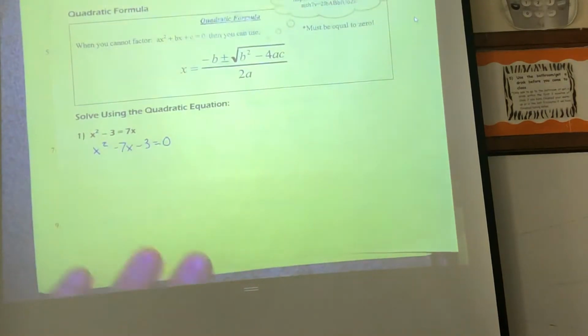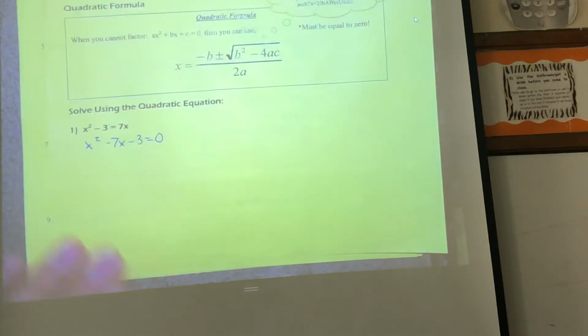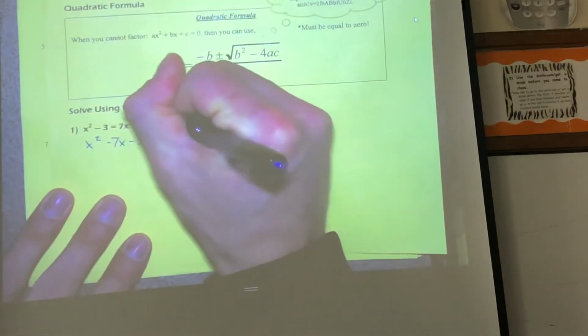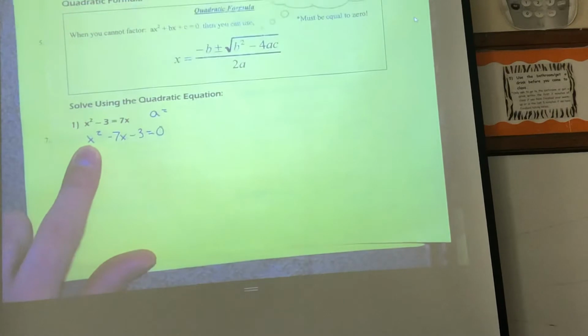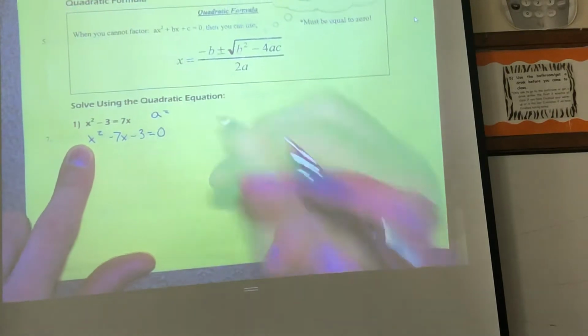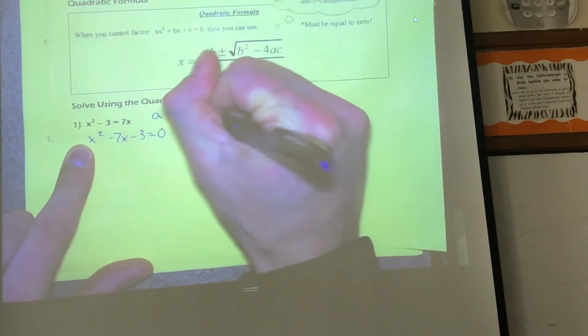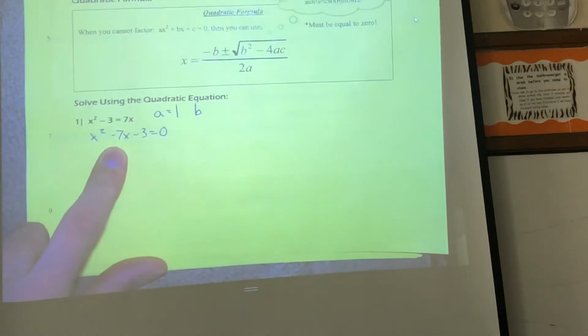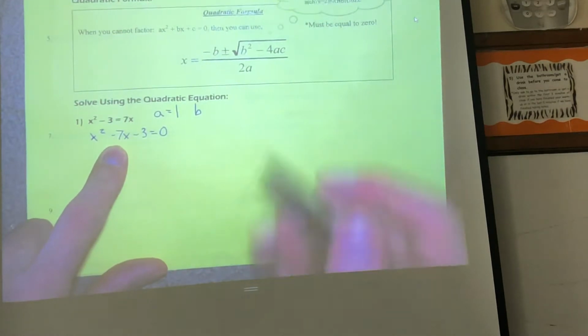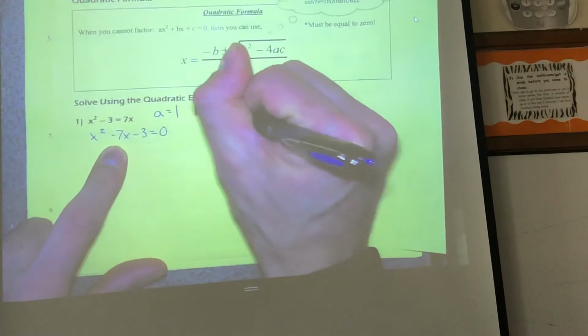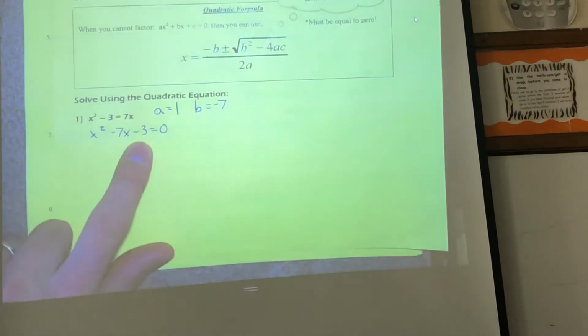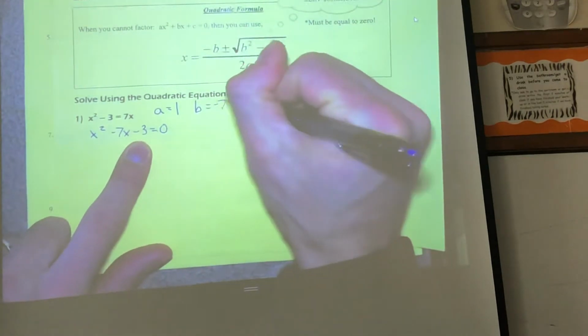The next thing that I want to do is state what my a, b, and c values are. A is the number in front of the x squared. Well, the number in front looks like there's nothing there, so it is a 1. The b is the linear coefficient, the number that is attached to x, so that would be negative 7. And our c is the constant, the number that is by itself.